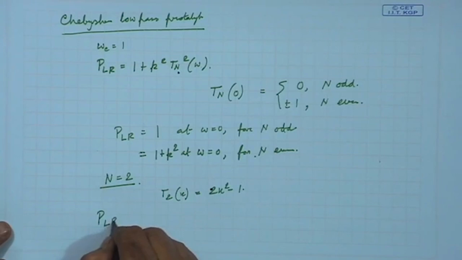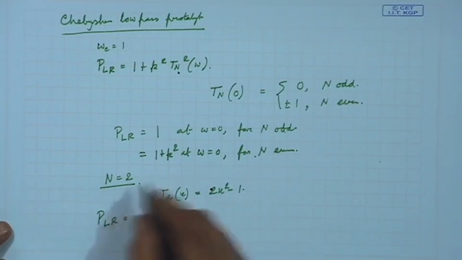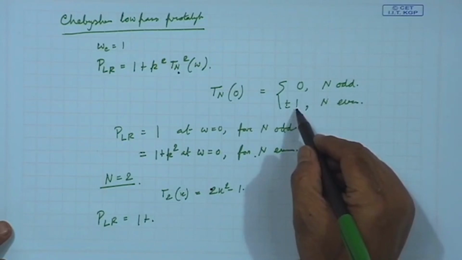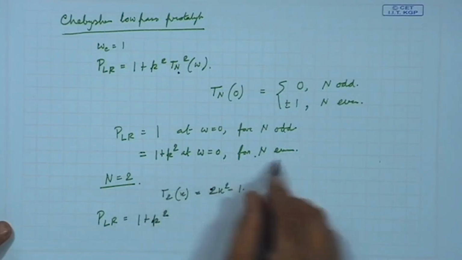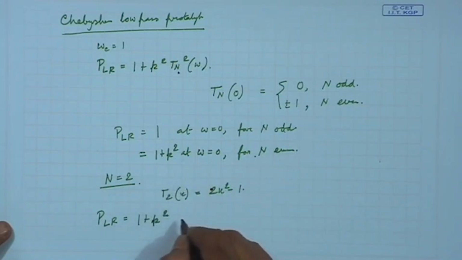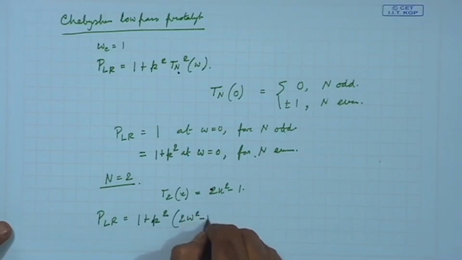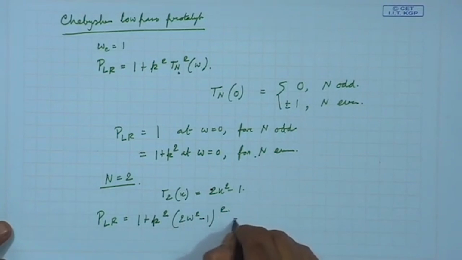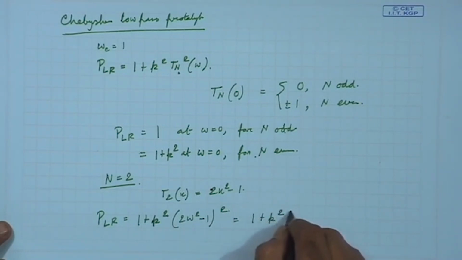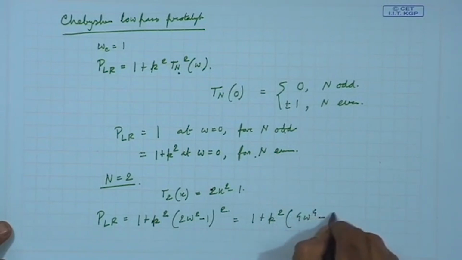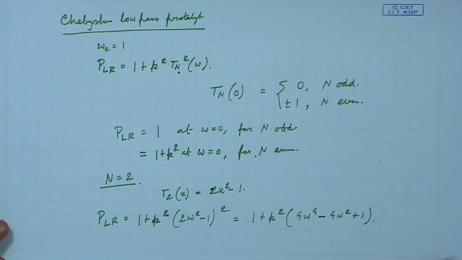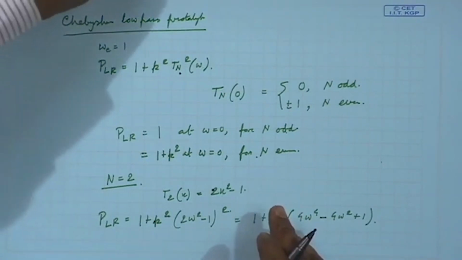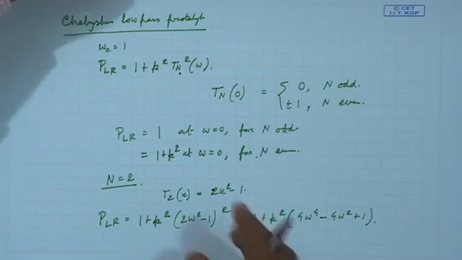So, PLR will be immediately 1 plus, you see, n is equal to 2, so n even, T n 0 is plus minus 1, and it is 1 plus k square times 2 omega square minus 1 whole square. So, that is 1 plus k square times 4 omega fourth minus 4 omega square plus 1. So, already we have seen that this won't change, this is our basic design if we have assumed this. Where is that?